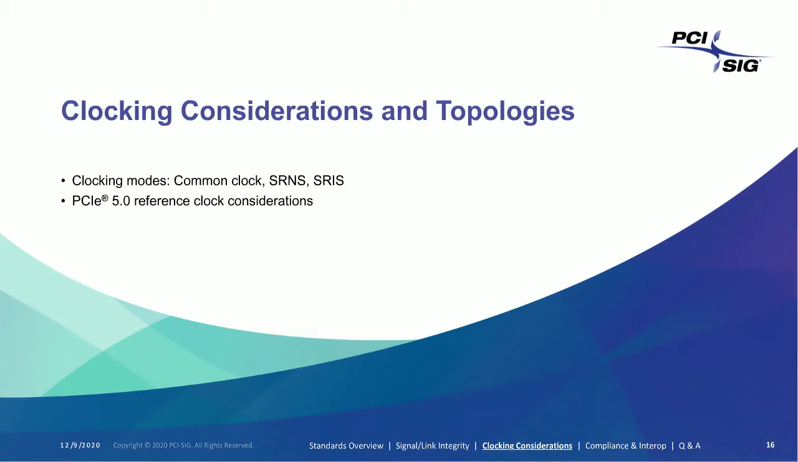Thanks, Casey. So I'm going to jump in and talk a little bit about clocking considerations and topologies here. When we're talking about clocking, I'm referring to the reference clock, which is the 100 megahertz HCSL clock that's shared among the system elements. So we'll briefly touch on the different clocking modes, the common clock, SRNS, SRIS, and then also look at some of the reference clock considerations on some of the specifications that change from PCIe Gen 4 to Gen 5.